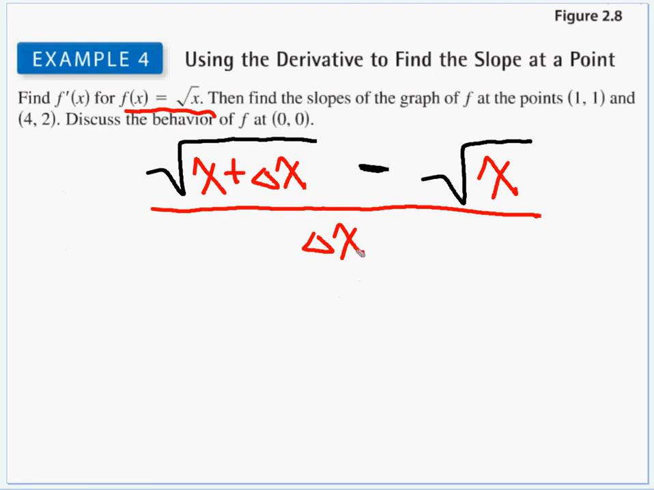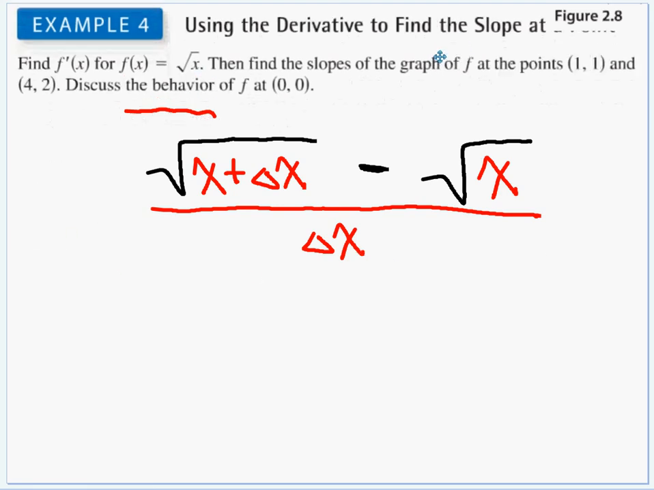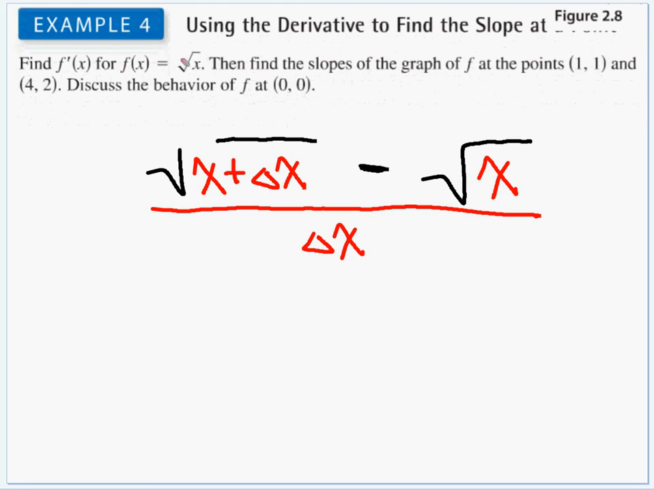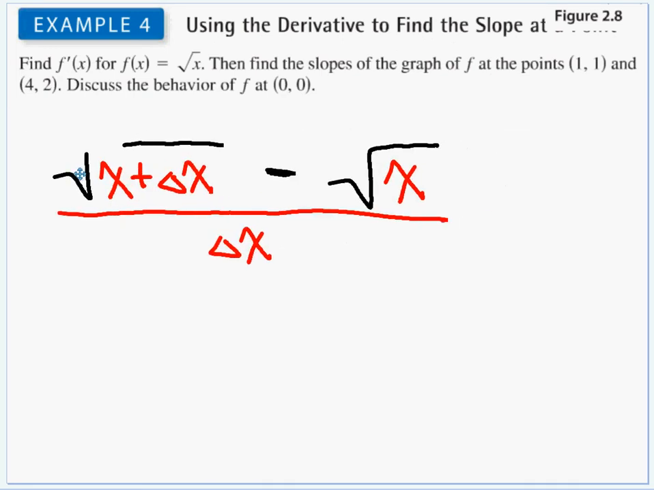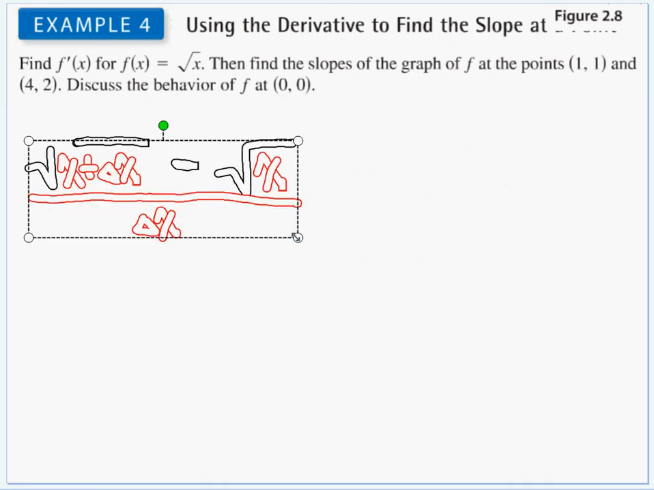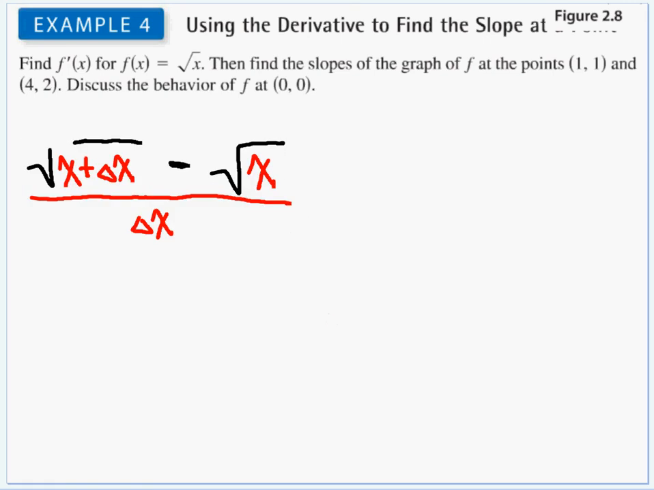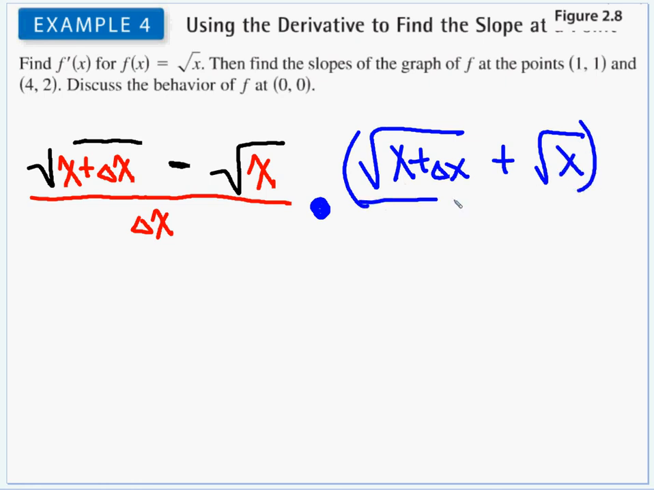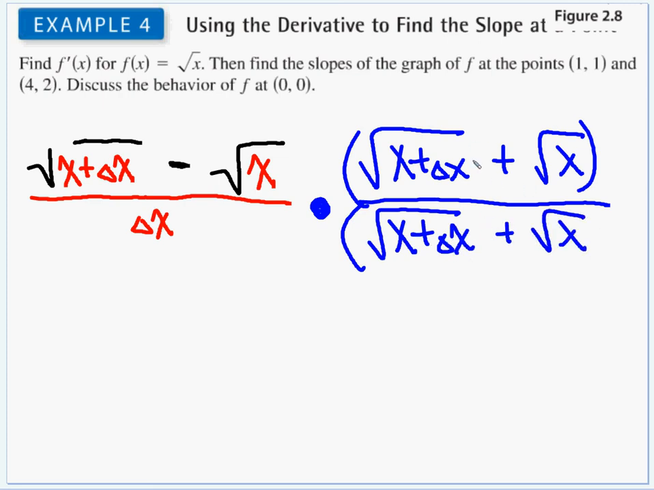Think back to when we were doing limits algebraically. We had the factor and divide out technique. Another technique was multiply by the conjugate. So what I'm going to do is just scrunch this up a little bit. And we are going to multiply by the conjugate of the numerator, the root of x plus delta x plus a root of x. And if we're going to multiply the numerator by something, we have to multiply the denominator by the same thing. So in effect, we're multiplying by 1, and we're not changing the problem.